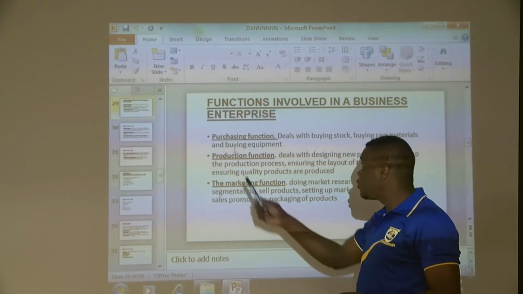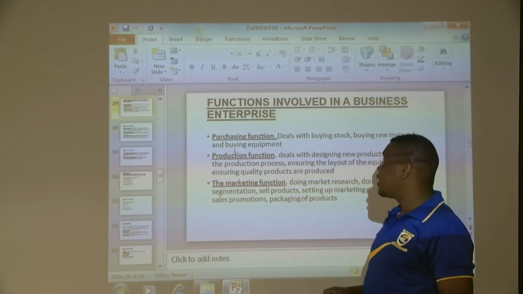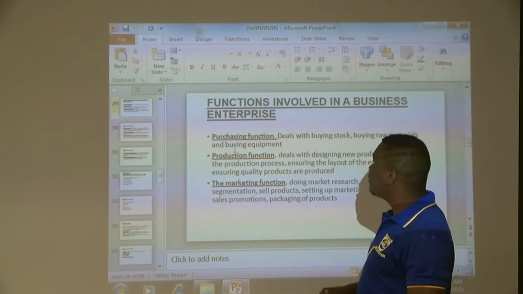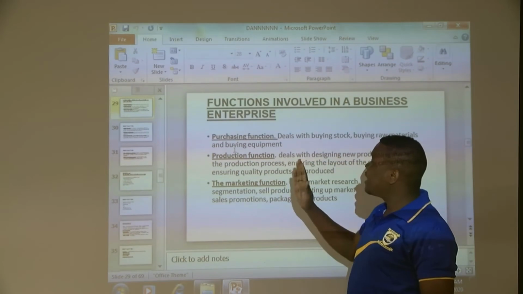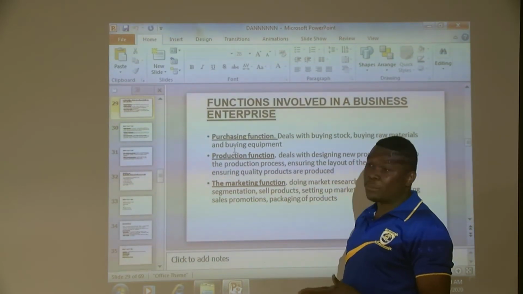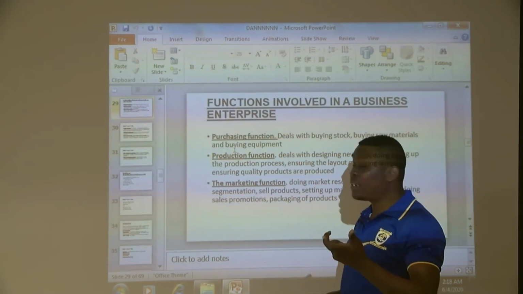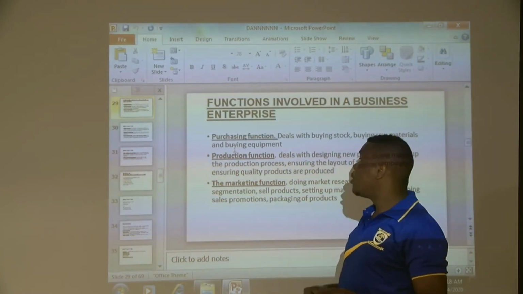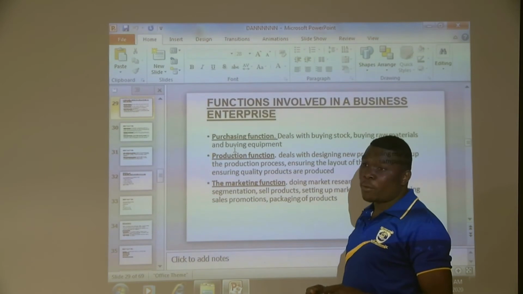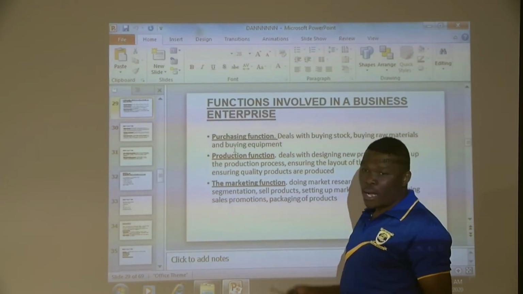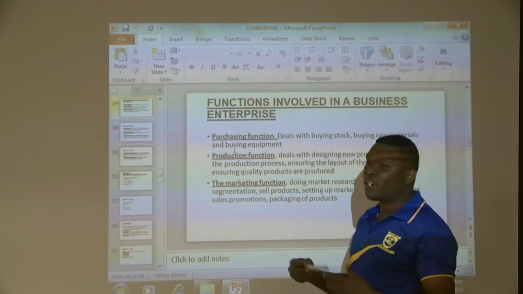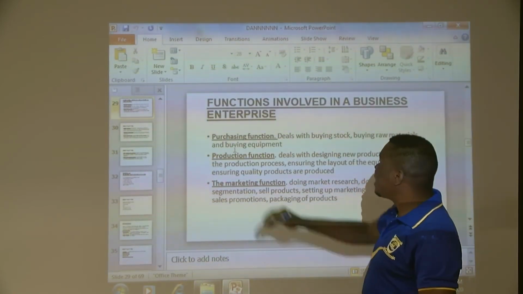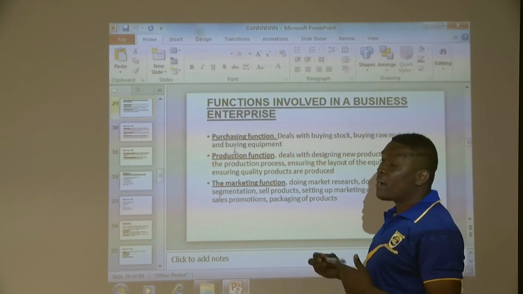And the first function is what we call the purchasing function. First of all, they are saying it deals with buying stock, buying raw materials, and buying equipment. Basically, in this function or department, because we looked at the various departments of business, but here we are going to divide them in terms of what they do, or the functions they perform, because each department has its own activities or particular functions it deals with to make the company move forward. So we are starting with what we call the purchasing function.